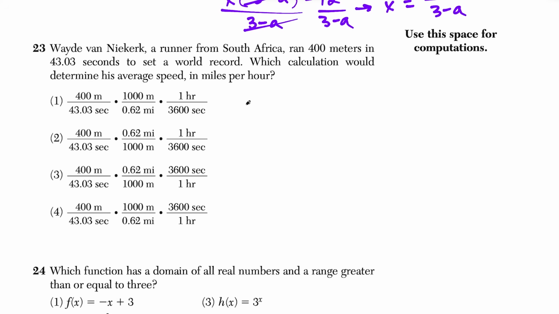Question 23, Wade van Niekerk, a runner from South Africa, ran 400 meters in 43.03 seconds to set a world record. Which calculation would determine his average speed in miles per hour?